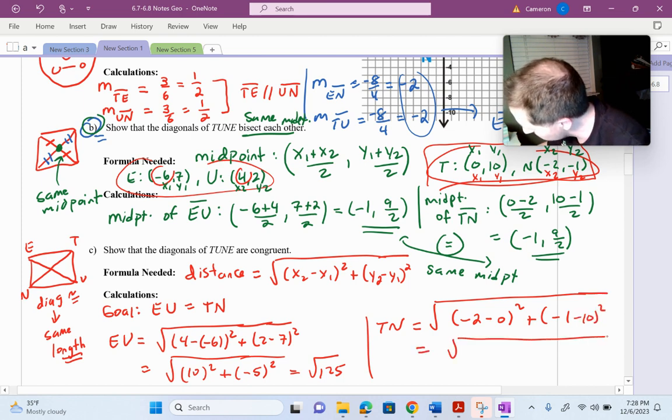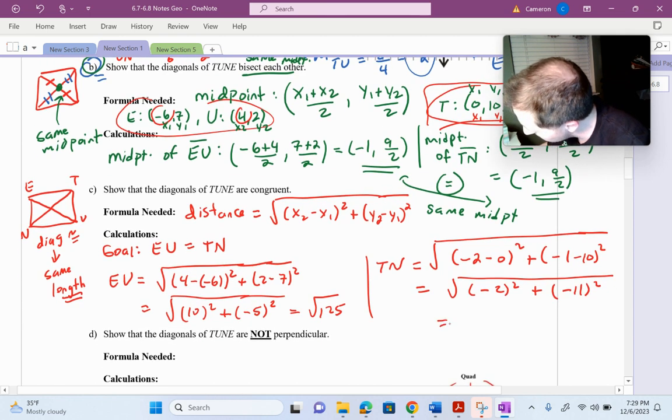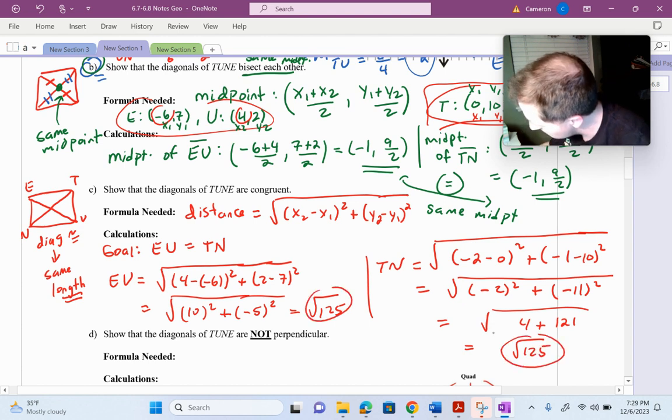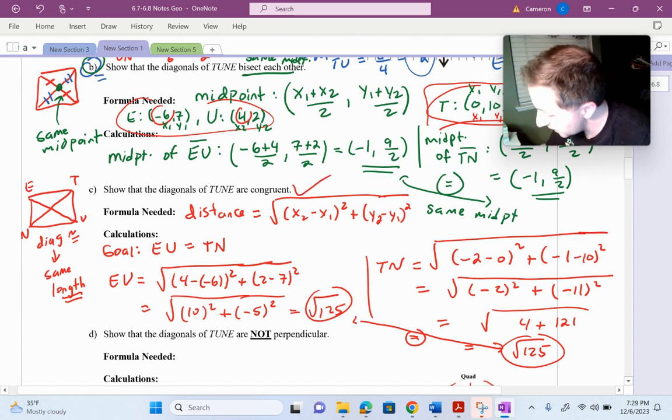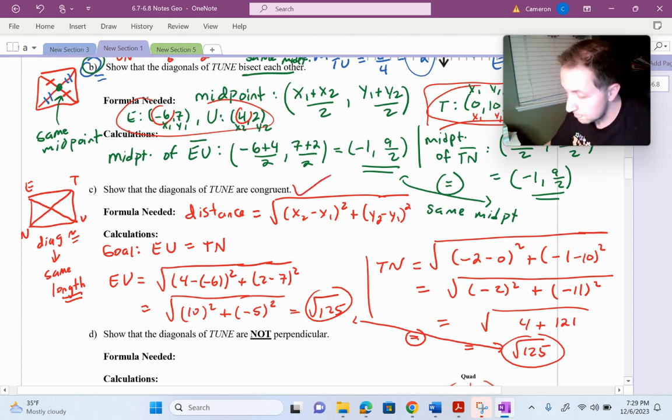So I get the square root of negative 2 squared plus negative 11 squared. And so I get the square root of 4 plus 121, and so I get 125. And yes, we do get a match. These are equal, so that tells me that the diagonals are congruent. So now what do I know? In part B, I showed they bisected each other. Now I know they're congruent.